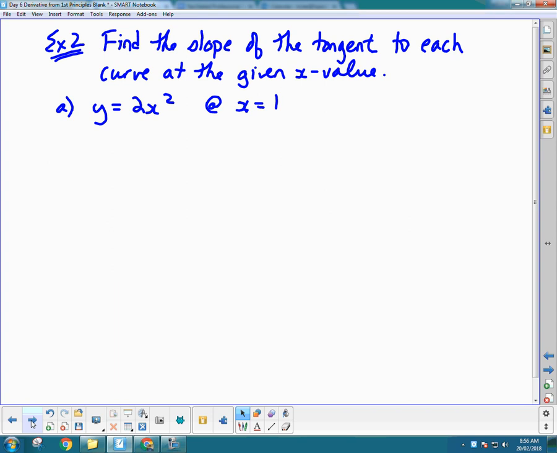Now, I could repeat this and change the x value and get a different slope of tangent at a different spot. But right now, we're going to look at the x equals 1 case. All right. So we have the function. We know where we're going to do it. So we're going to use our new slope formula for slopes of tangents. And here's where it gets really fun.